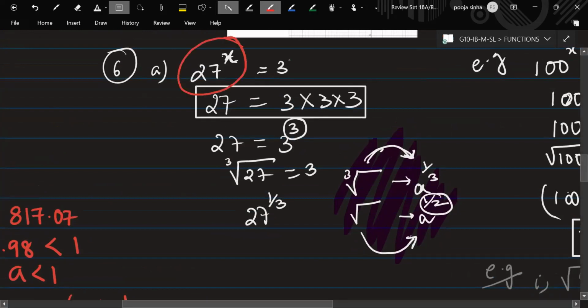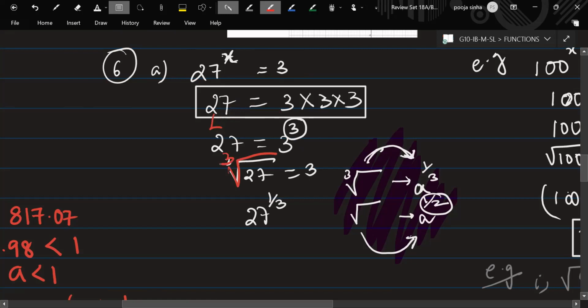27 raised to power x is equal to 3. Can I write 27 as 3 into 3 into 3? Right? Which means 27 is equal to 3 raised to power 3. So what should I do on 27 so that I get an answer 3? I remove this 3 and bring it here. If it's removed and if I bring it here, then what will it become?